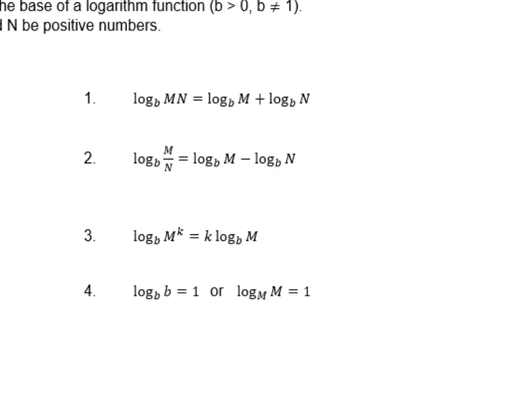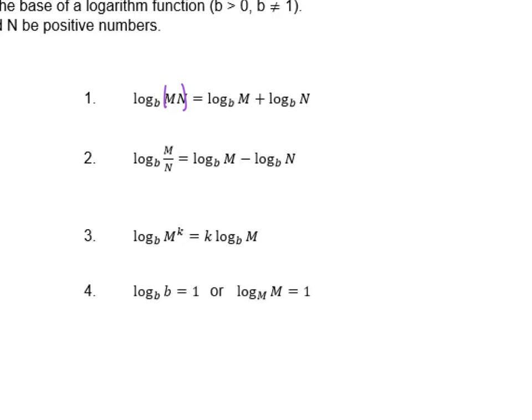If you notice, the first one says log base b of m times n. So if you are multiplying two numbers or two variables, that is going to be equal to the log base b of m plus the log base b of n. So we separate the m and the n and you add them together in log form.